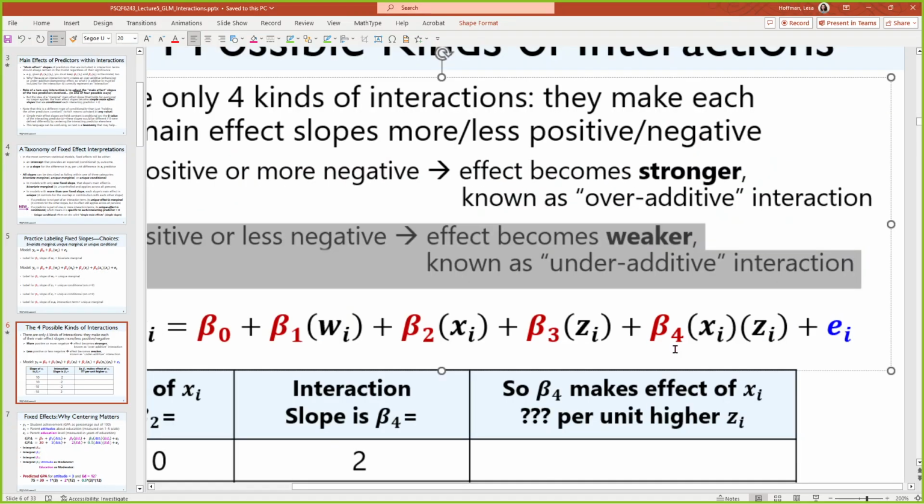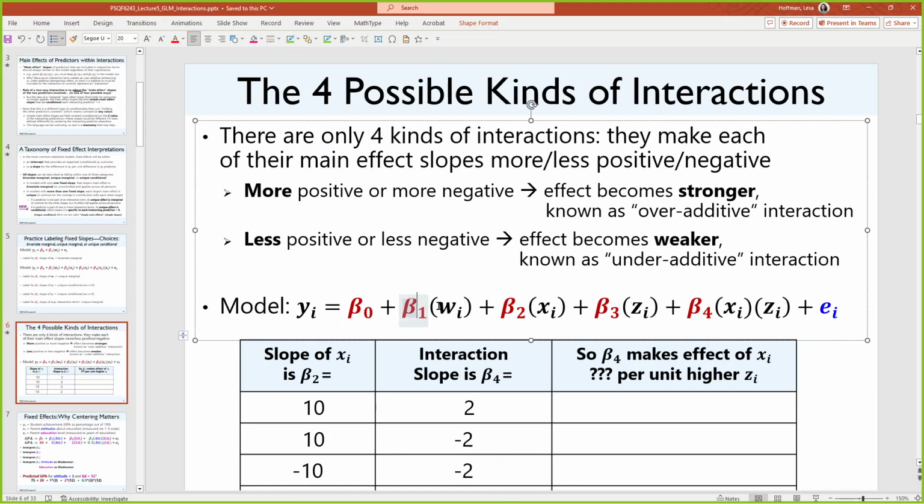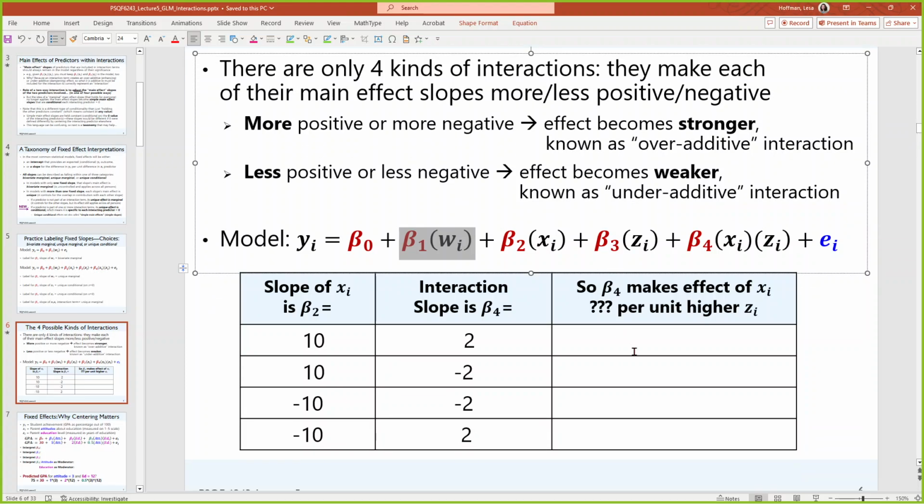So let's play. Here's my model. W is now irrelevant. Let's say that beta 2, right here, is 10. That would say then that for every one unit increase in X, Y goes up by 10 if Z is 0. If the interaction term then is a positive 2, which quadrant am I in in terms of what the interaction is doing? Top.